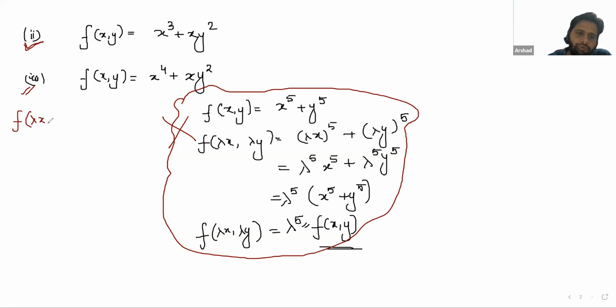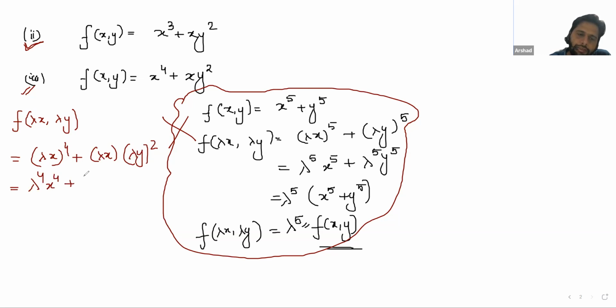Please check here. You just need to put lambda x and lambda y in place of this. So what will you get here? (lambda x) to the power 4. Here you will get lambda x, here you will get (lambda y) whole square. So here you will get lambda^4 x^4. Here you will get lambda x, and this is lambda square. So here you will get lambda cube x y square. If you want to take common, you can just take lambda cube common. So you will get lambda cube times (lambda x^4 plus x y^2).